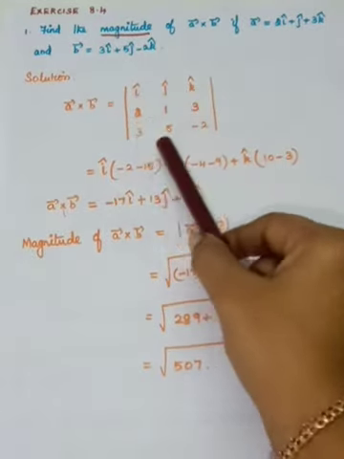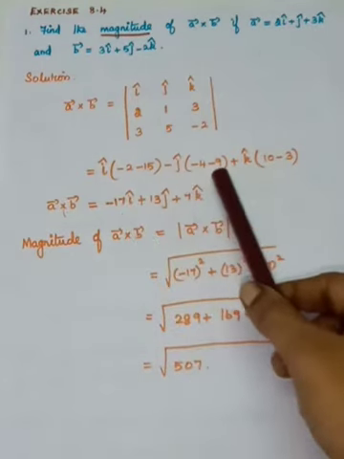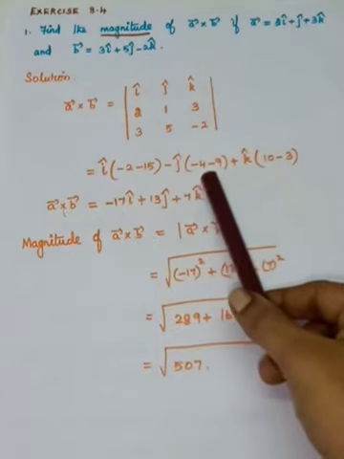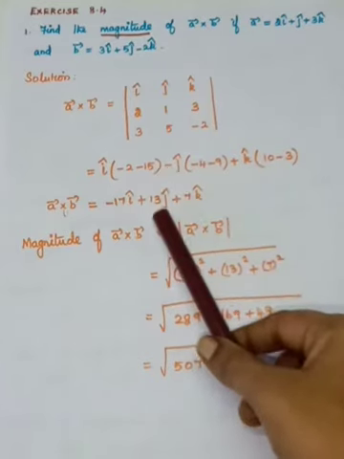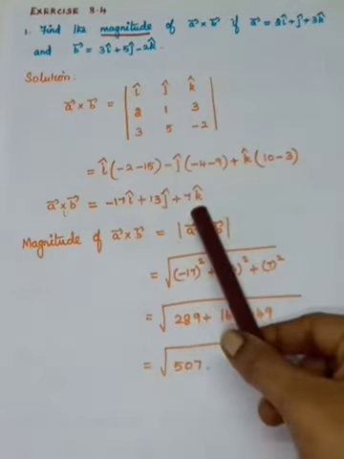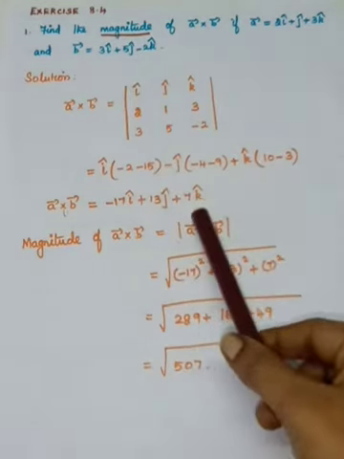So minus 2 minus 15 is minus 17 i cap. And here minus 4 minus 9 is minus 13. So minus 13, here you will have one minus, so plus 13 j cap, and 10 minus 3 is 7 k cap. So we have found what A vector cross B vector is.